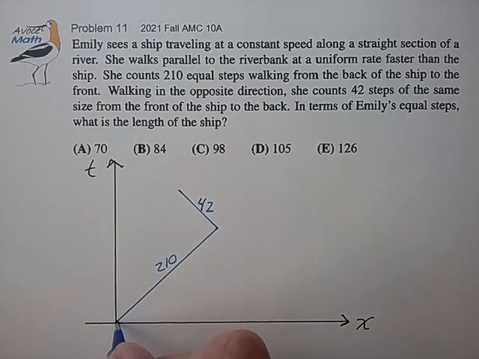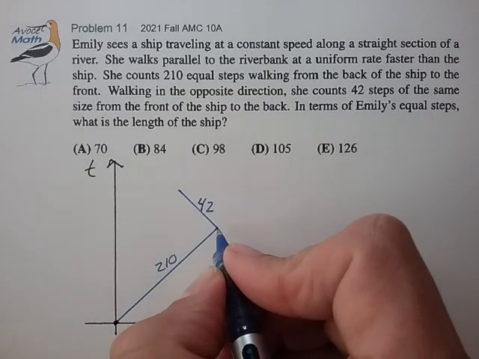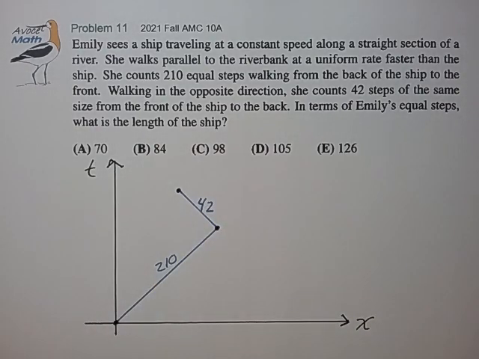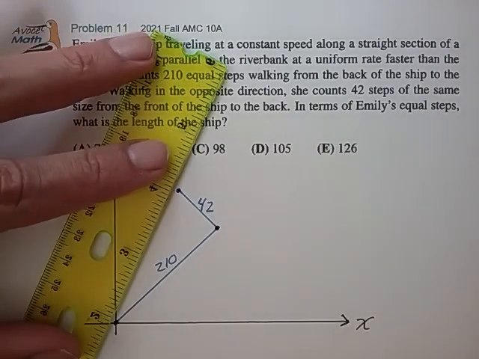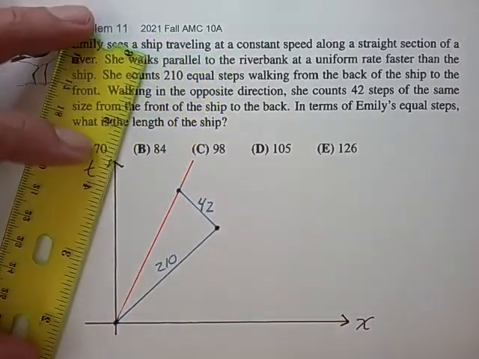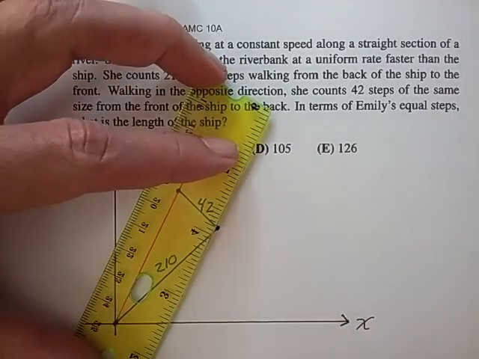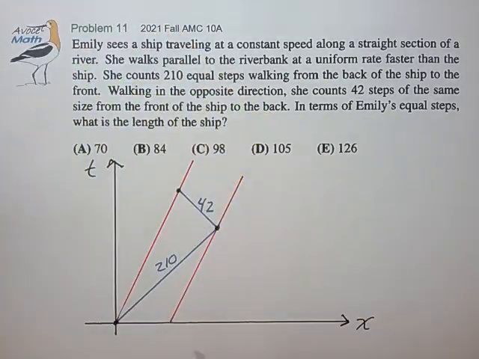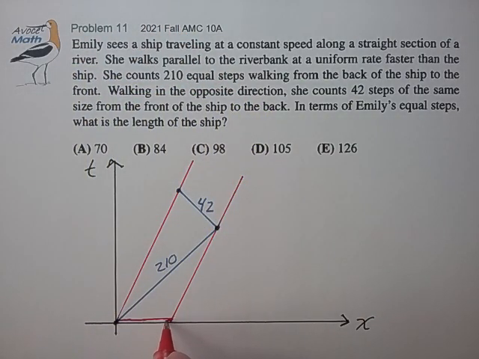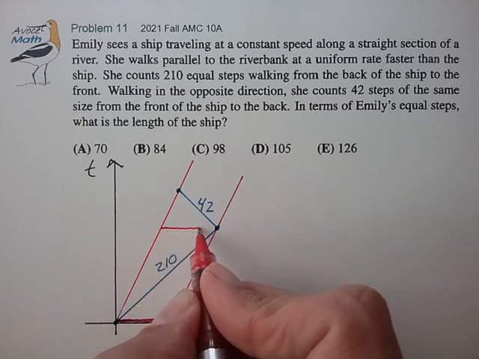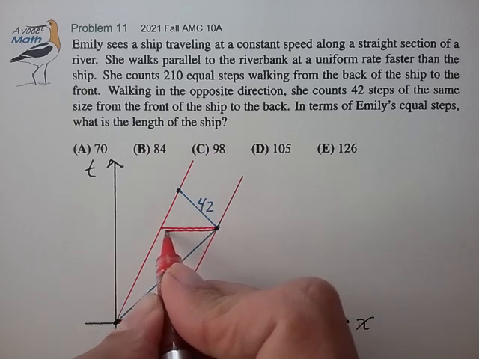So at this point she's at the front of the ship, or excuse me, the back of the ship. She reaches the front of the ship and then goes to the back of the ship. So the path of the back of the ship in this frame of reference follows this path, and so the path of the front of the ship follows this path, and this is the length of the ship that we're trying to determine. So this really comes down to finding the length of this section of line on this graph.